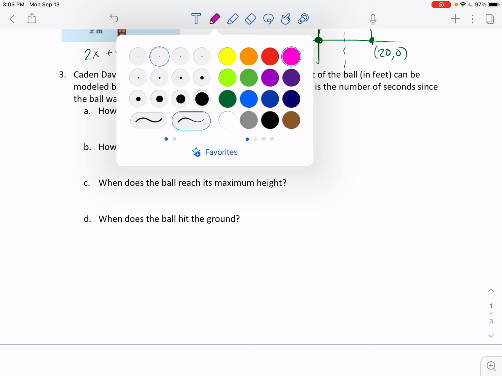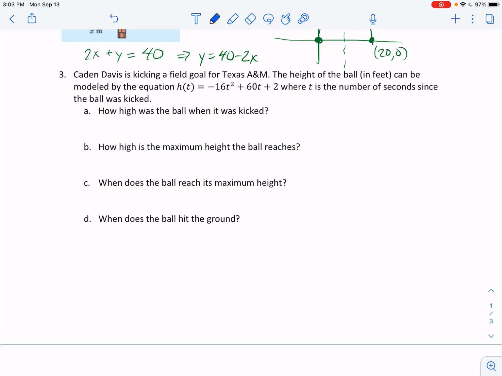Caden Davis is kicking for A&M. I taught him, and I think at one point he was going to kick for A&M. I'm not sure if he is or not, but it doesn't matter. He's kicking a field goal for Texas A&M.